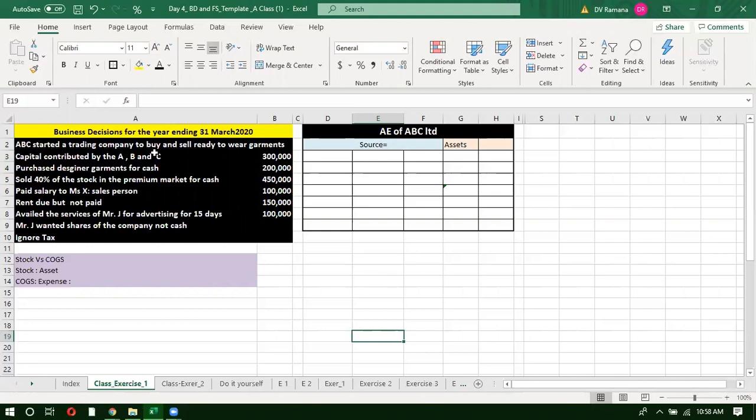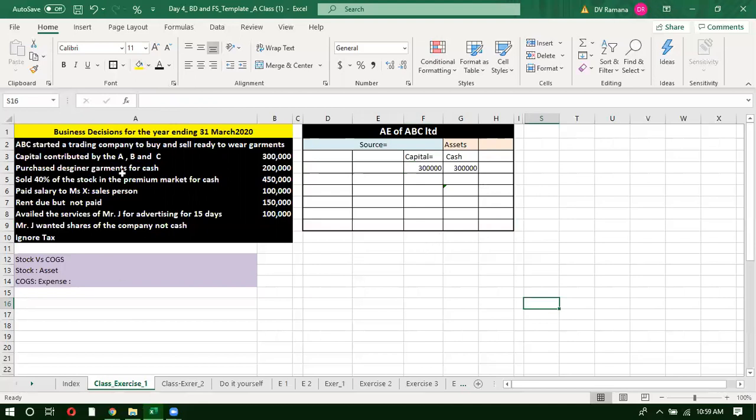So ABC started a company by contributing 300,000. We know that the accounting equation is A is equal to S. In the first transaction, the money is contributed by the shareholders or the owners as capital, and the business has received money, 300,000. So therefore, at this point of time, the company's equation will look like this. Cash is equal to capital. So A is equal to S.